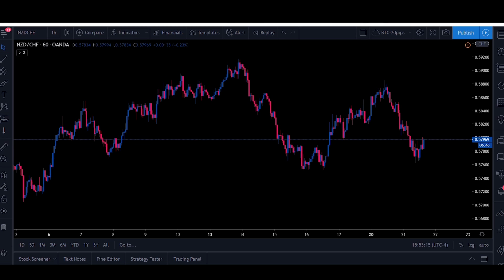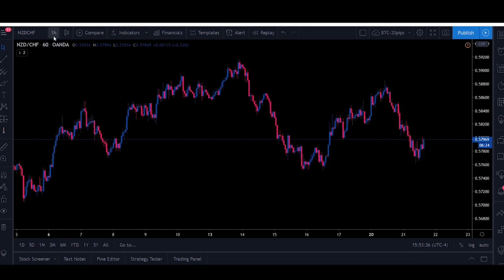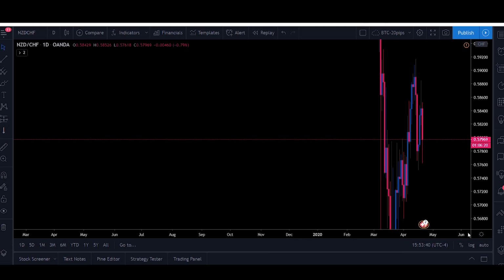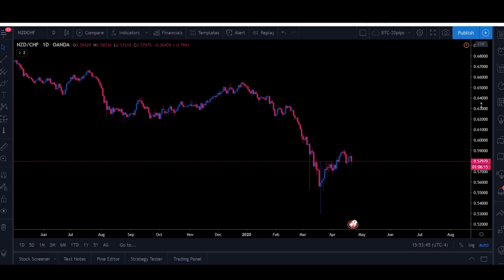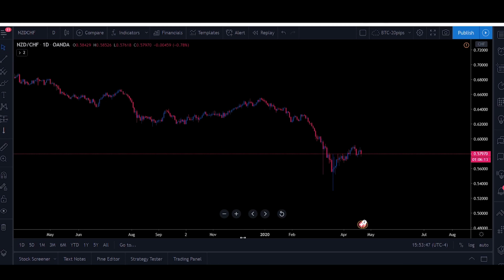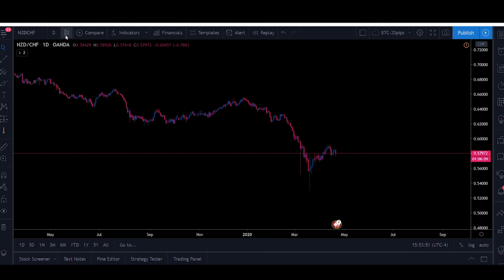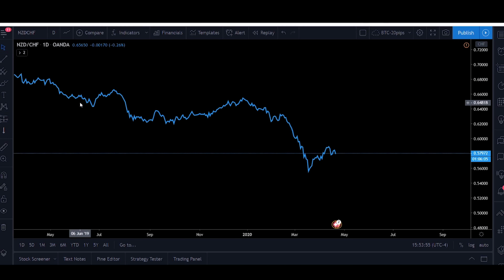I'm on the 1 hour chart, and basically what that means is every candle on here represents 1 hour. So we're going to go to the daily. So you're going to click right here where it says 1 hour, and then you are going to click 1 day. Okay. Click auto. And then fix your screen. You're going to go where you see these little candles, and then you are going to switch this to the line chart.